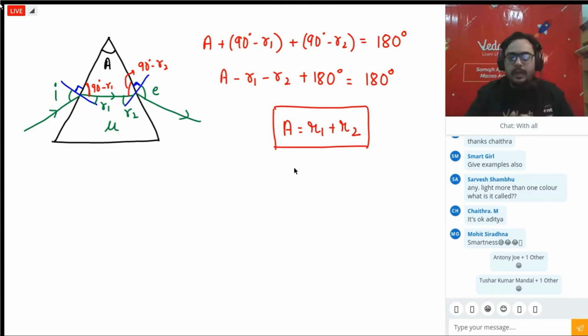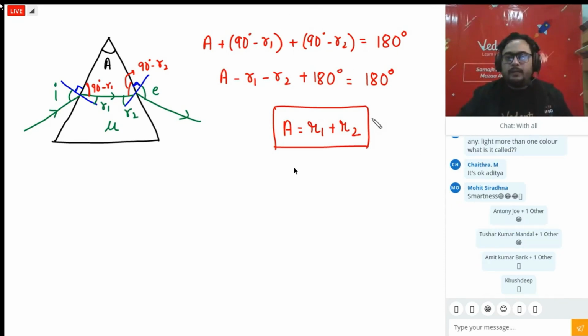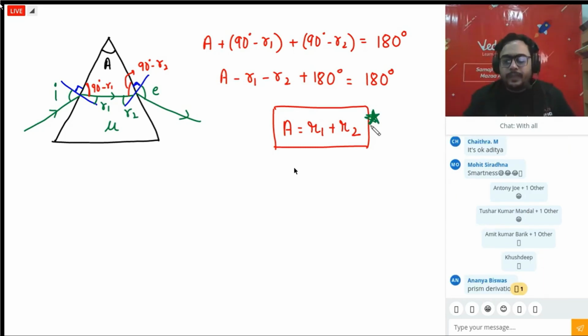Now this is an important relation that you have to remember. Please note it down. For any case, R1 plus R2 will be equal to A. R1 plus R2 will be equal to A.